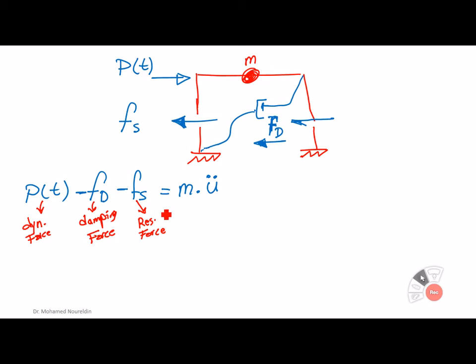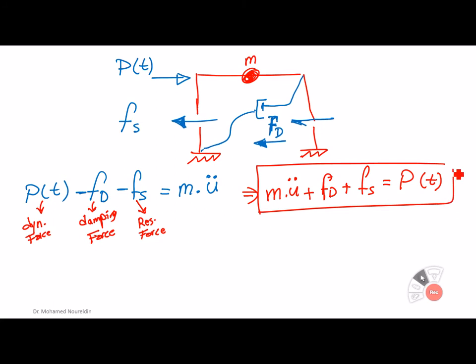Then we are going to rearrange it in a form. We are going to put the right-hand side on the left-hand side and vice versa. So we are going to say that M u double dot plus Fd plus Fs equals the external dynamic load that is being applied. Okay, so this is going to be our equation of motion.